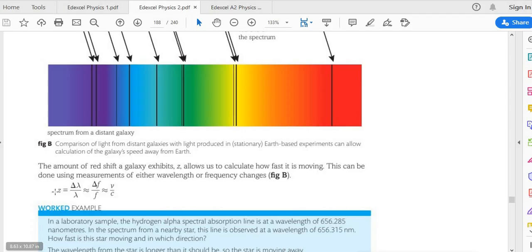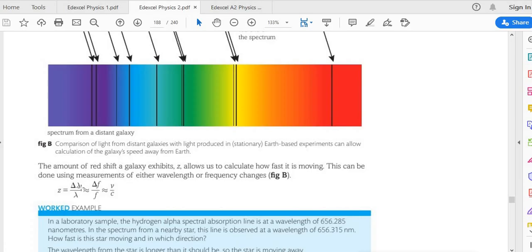Now Z is the amount of redshift. The amount of redshift a galaxy exhibits, Z, allows us to calculate how fast it is moving. Now if this is equal to this, and if this is equal to this, then any of these will be equal to the other. For example, if A equals B and B equals C, A equals C. Similarly, we can say delta lambda divided by lambda equals V over C.